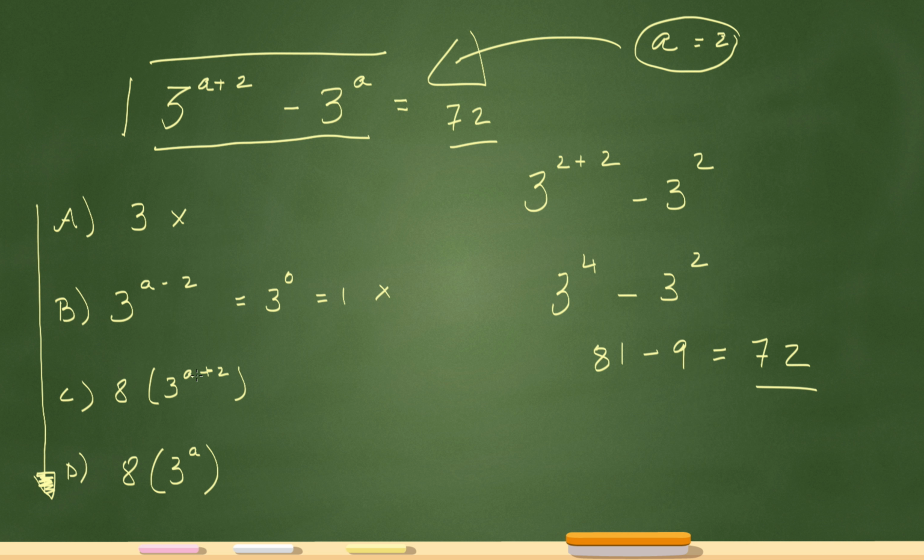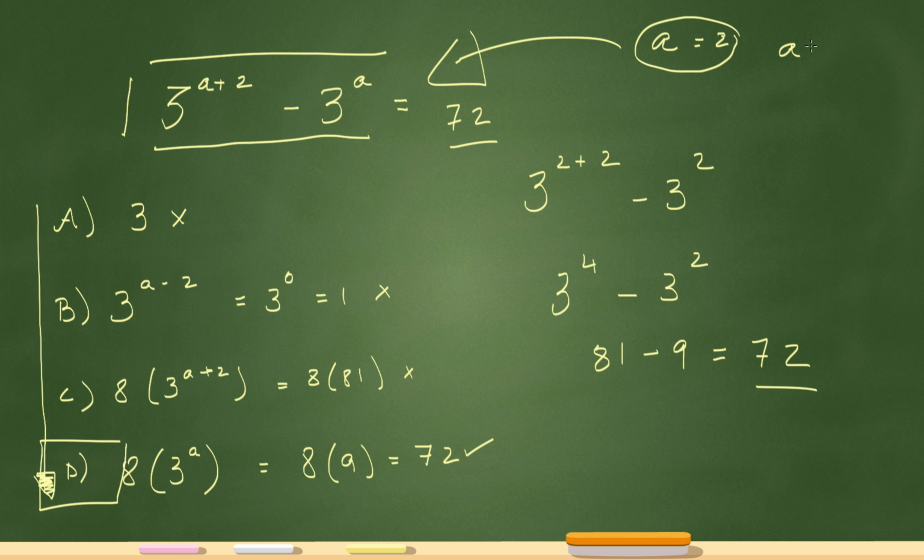C, 2 plus 2 we already figured out is 4, and 3 to the 4th we already figured out is 81. So this one's going to be 8 times 81. I'm not even going to solve this out because I know it's definitely not 72. And then lastly, we move over here. This will be 8. 3 squared is 9. 8 times 9 is 72. Matches up with what we were looking for. My answer is D.